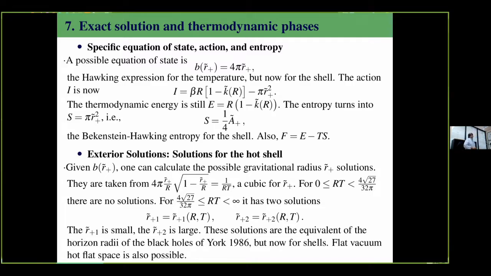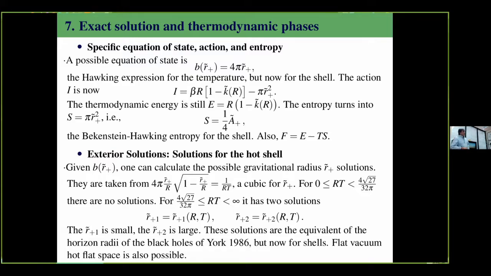The entropy of the system now you can calculate, and it is actually 1/4 of the area of the gravitational radius of the shell. It's not a black hole, it's the area of the gravitational radius. So it's the Bekenstein-Hawking entropy now for the shell. Okay? You can also play around and find that the free energy is really E minus TS, as it should be.